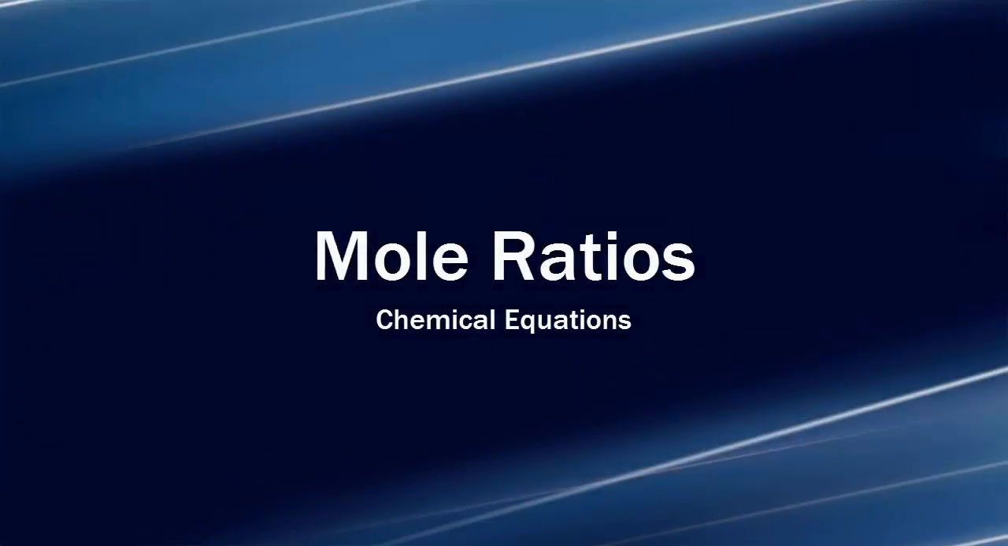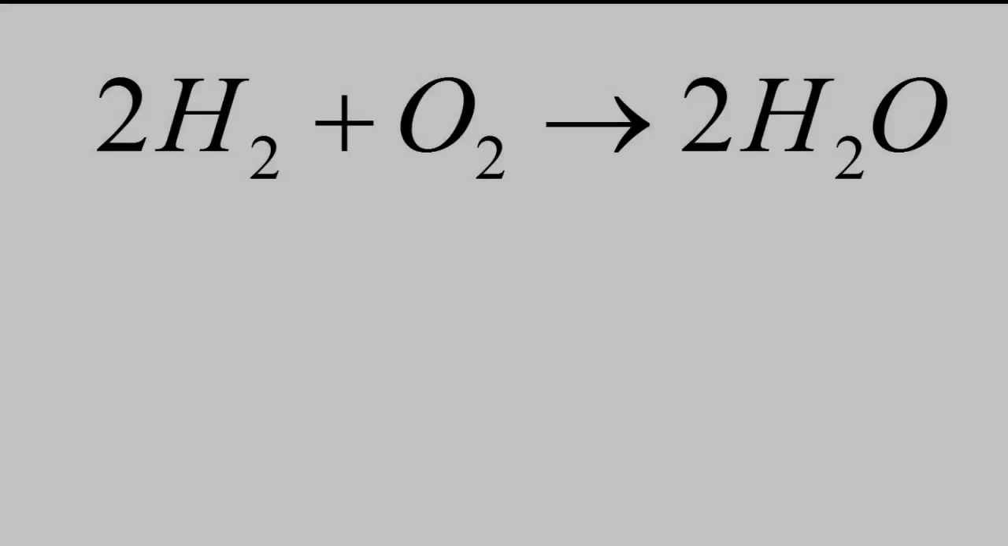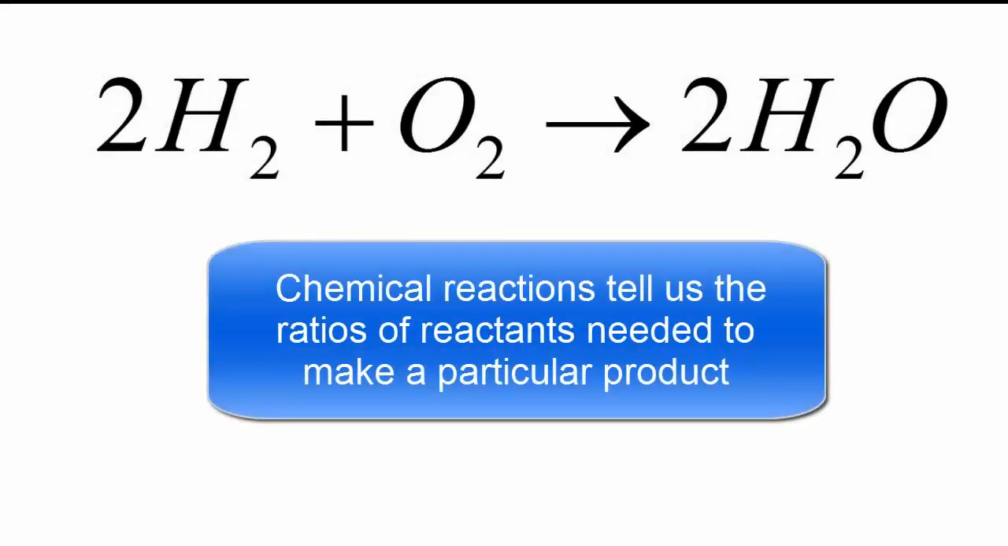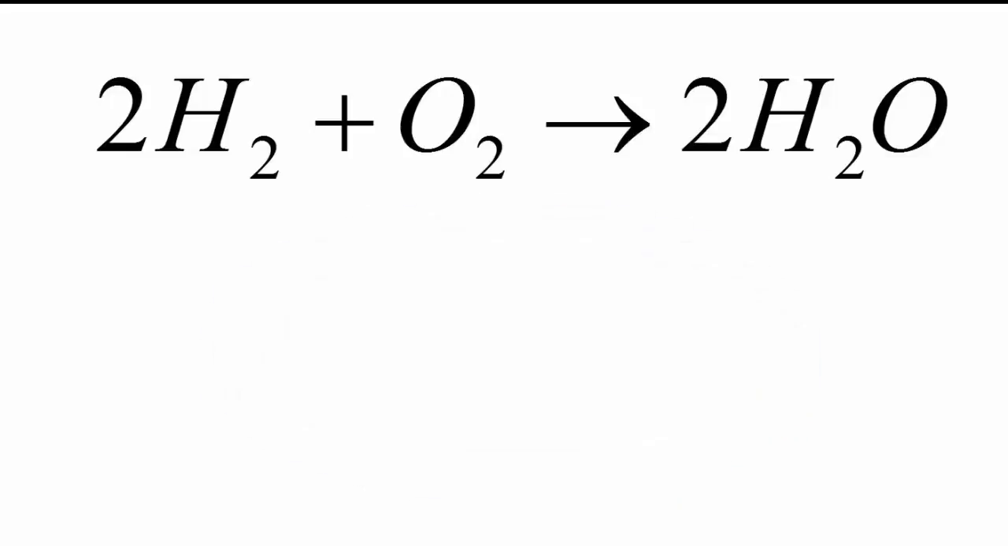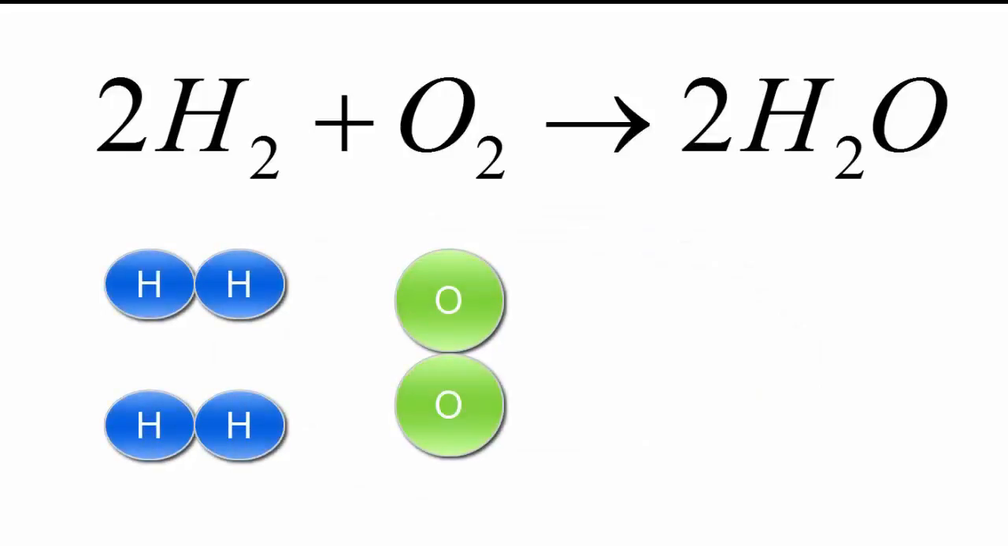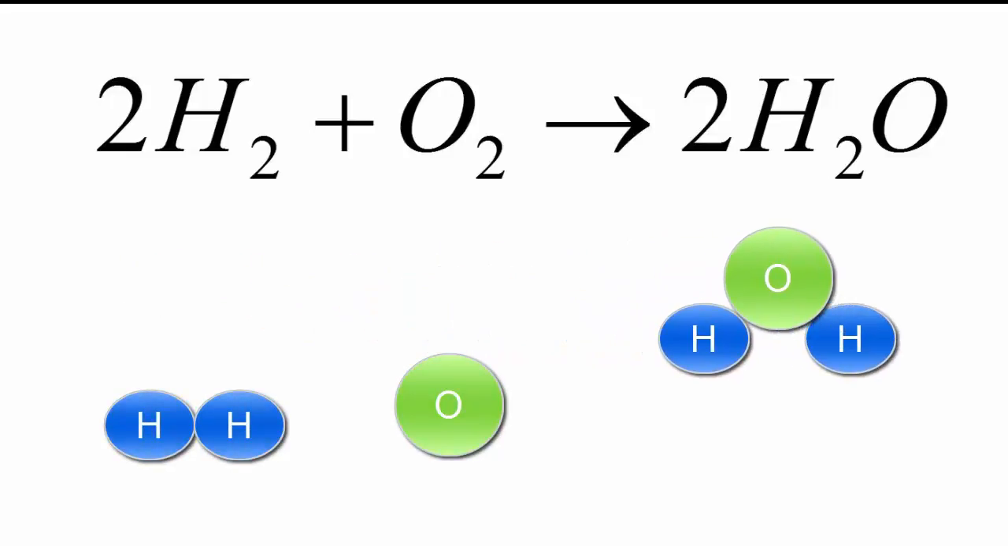In this video we look at what the concept of mole ratios in chemical equations means. Looking at this first formula, we can see that we've got hydrogen plus oxygen makes water. In fact, it tells us the ratios required. You need 2 hydrogen molecules, 1 oxygen molecule, and you'll get 2 molecules of water. If we look at that visually, the 2 hydrogens and 1 of the oxygens will make the water.